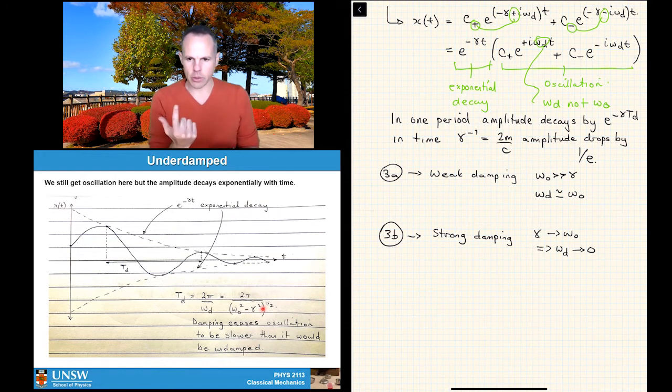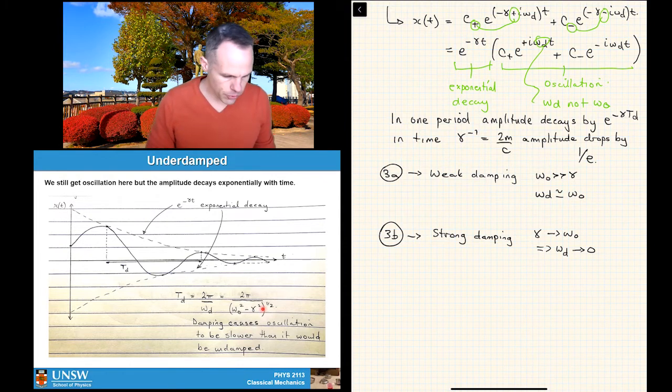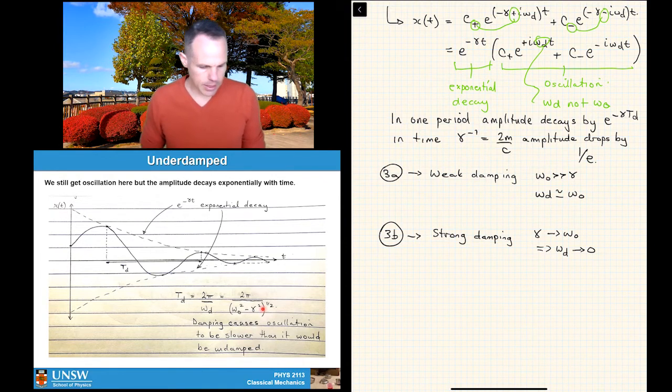When I was an undergraduate, this was basically one of the problem exercises: take the limit where gamma approaches omega naught and becomes larger. What is the behavior of the system, okay? I'll let you work through that one for yourself as an exercise.